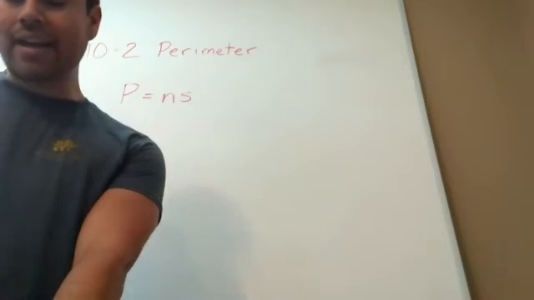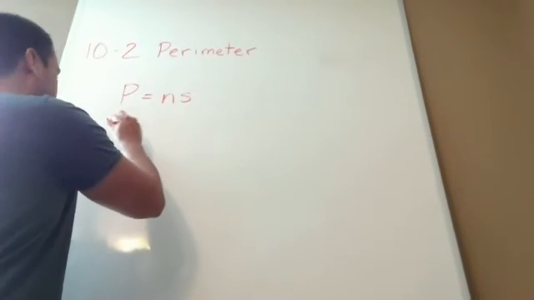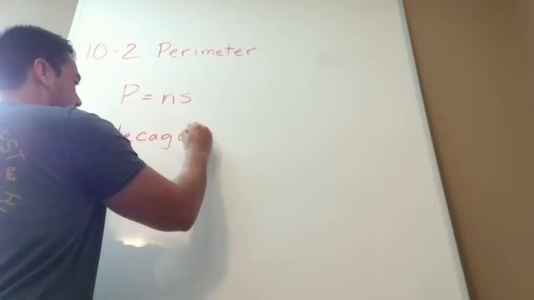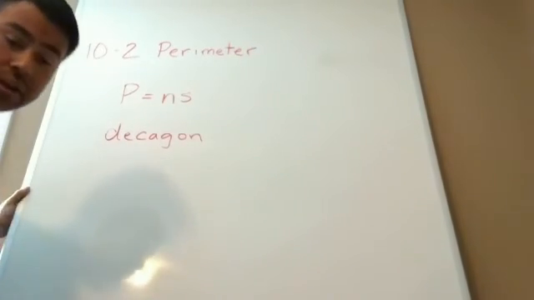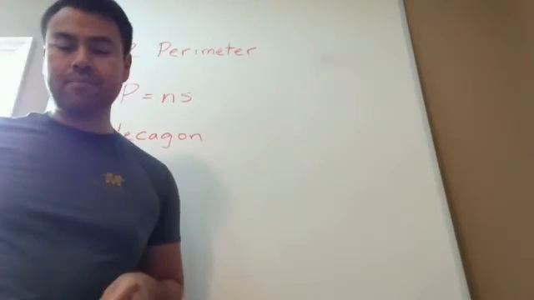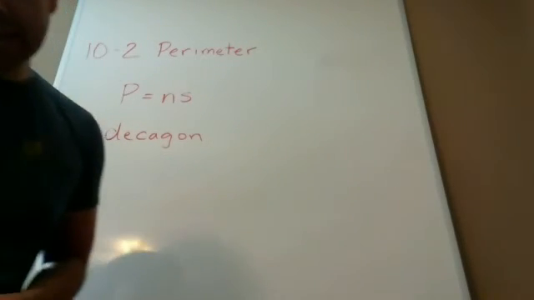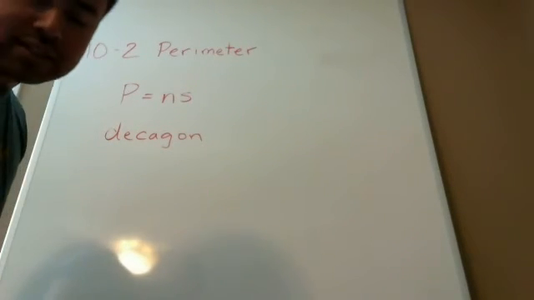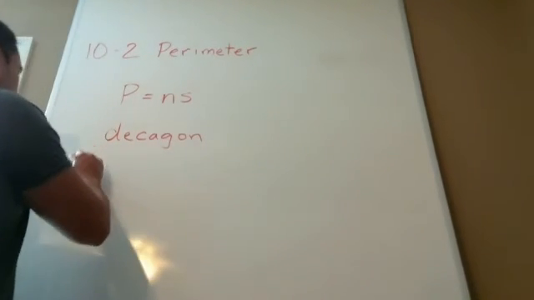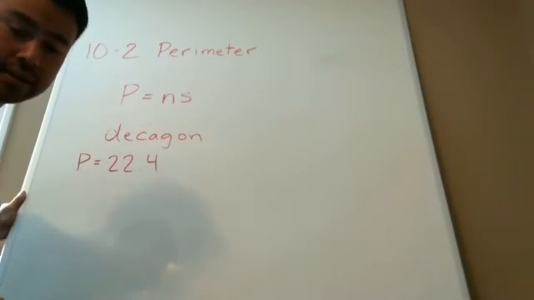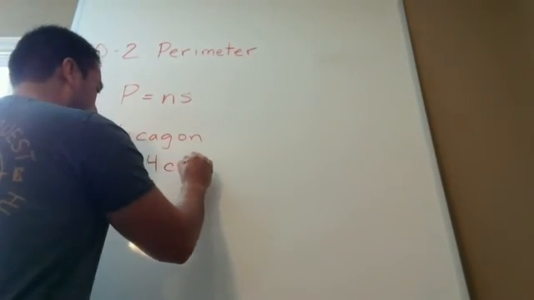I have a decagon. So this problem says it's a decagon, and it's regular. It's a regular decagon. So all sides are equal, all angles are equal, and the perimeter is 22.4 centimeters.